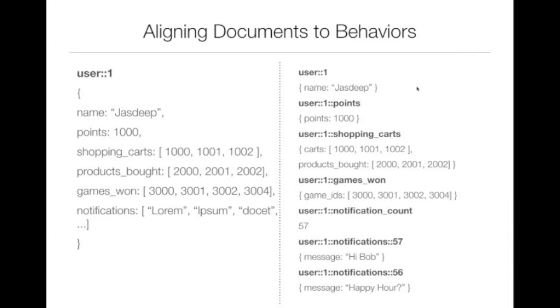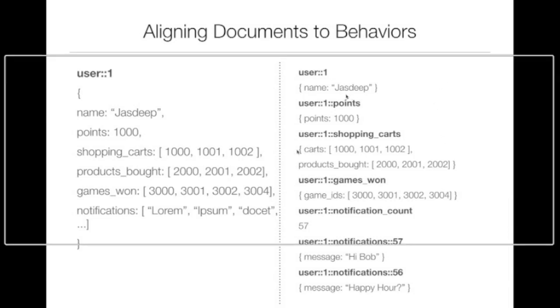So in this case, on the right-hand side here, this is my primary document, let's just say, and then I have the points as a separate document. I have shopping carts and the product spot as its own document. Games won. I have a notification count using a counter ID pattern, and all the different notifications are here. Here's number 56 and number 57, all the latest notifications. I could have another count for which notifications I've viewed, and then only show the difference in notifications between the last time I was on the site or been notified and this time. I can look at the difference in the 2 counts to keep track of that.